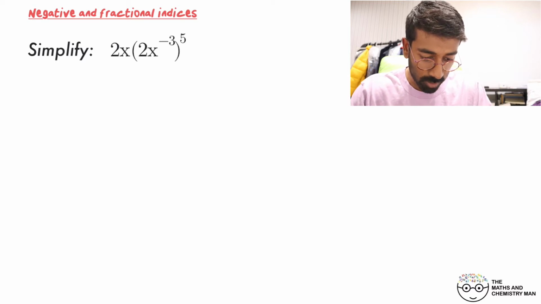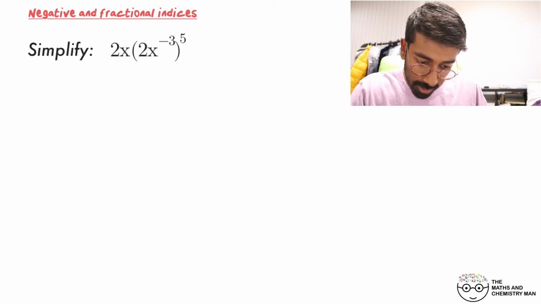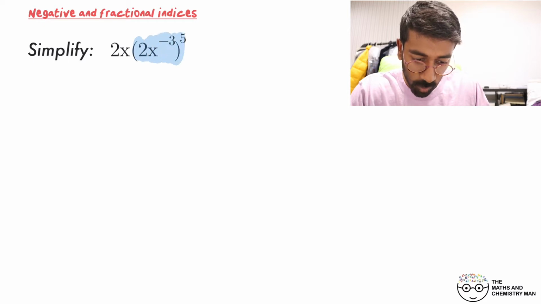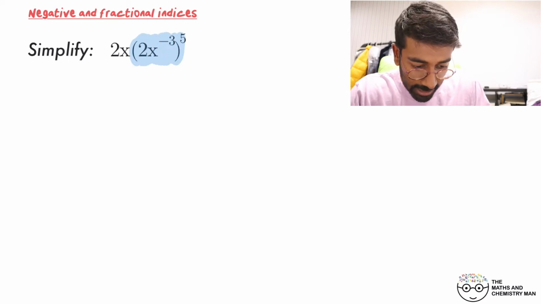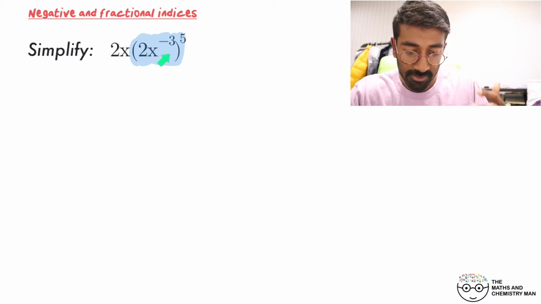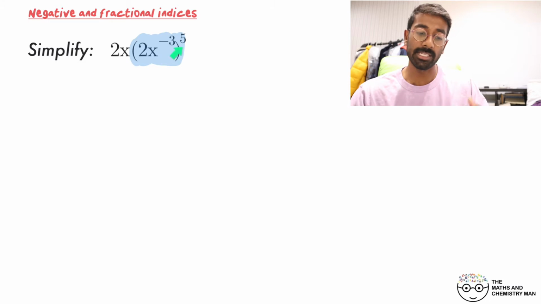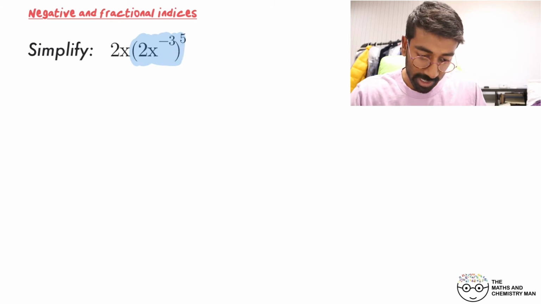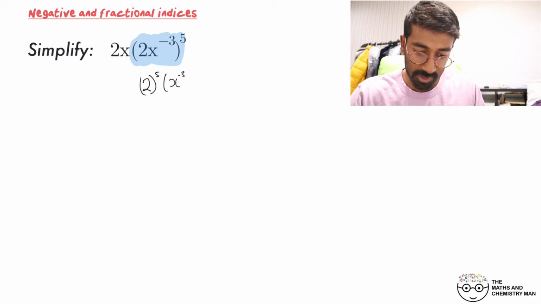So what we'll do is we're going to focus on the brackets here. So there's 2x to the minus 3 all to the power of 5. And what we're going to do is work with that. So everything in this bracket is affected by this power of 5. And what we're going to do then is apply that power of 5 to everything within your bracket. So we can say that's 2 then to the power of 5, and then x to the minus 3 also to the power of 5.